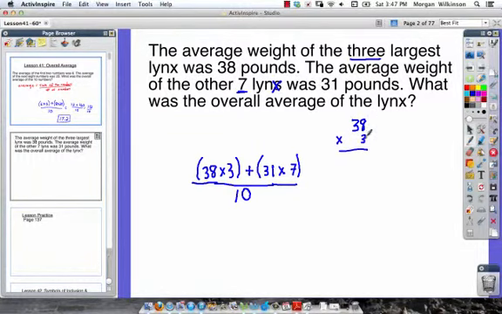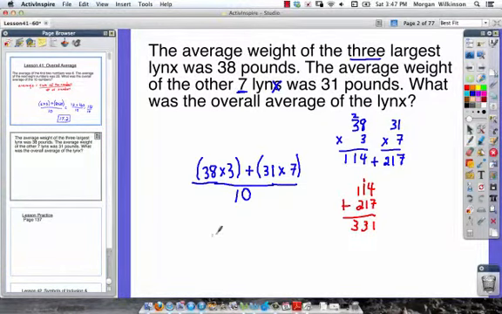38 times 3. Well, we've got 3 times 8, that's going to give us 24. 3 times 3 is 9, plus 2 more is going to give us 11. We have 114 for our first part. Now 31 times 7. 7 times 1 is 7. 7 times 3 is 21. So in our numerator, we're going to have 114 plus 217. Let's perform that operation. 4 plus 7 gives us 11. We're going to carry our 1. We've got 3 ones. And then we've got 3 in our hundreds spot. We've got a total of 331.